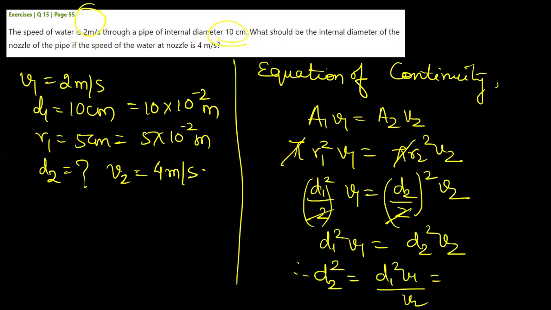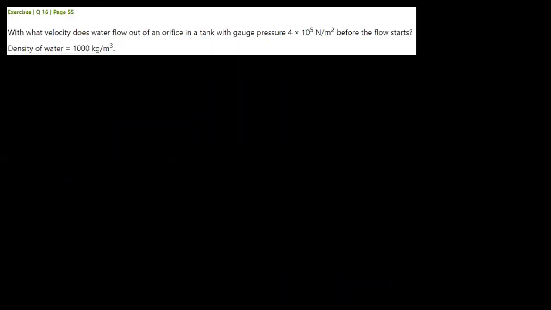d1² is 10 into 10 raised to minus 2, that is given to you. v1 का वैल्यू is given to you, 2 meter per second, and v2 का वैल्यू is also given to you. So when you solve, you get this as 7.07 into 10 raised to minus 2 in meters. meters में मिलेगा 7.07 into 10 raised to minus 2.